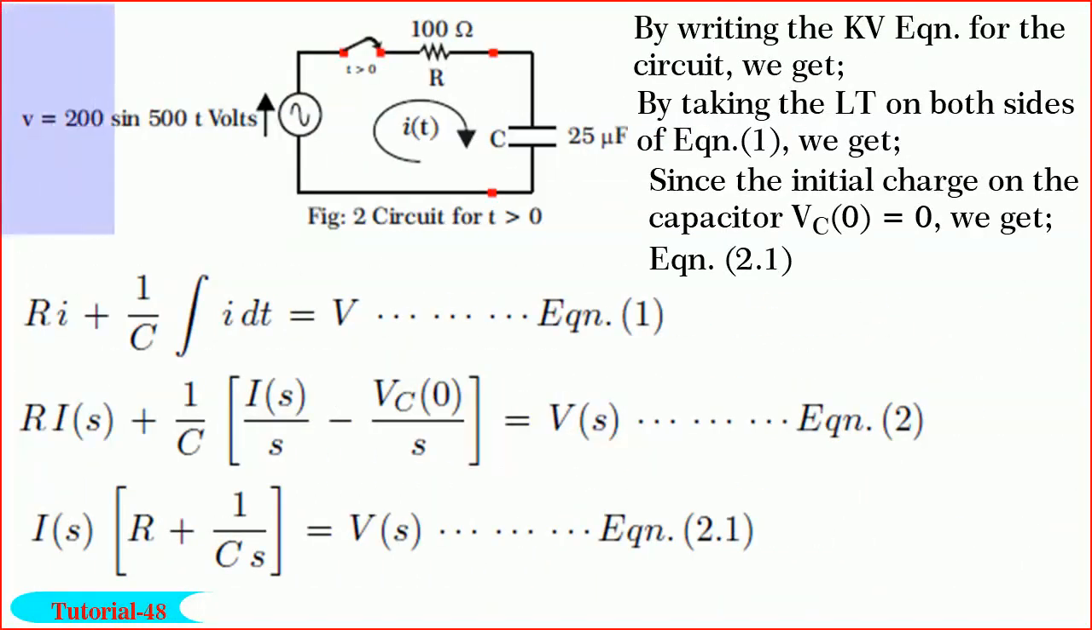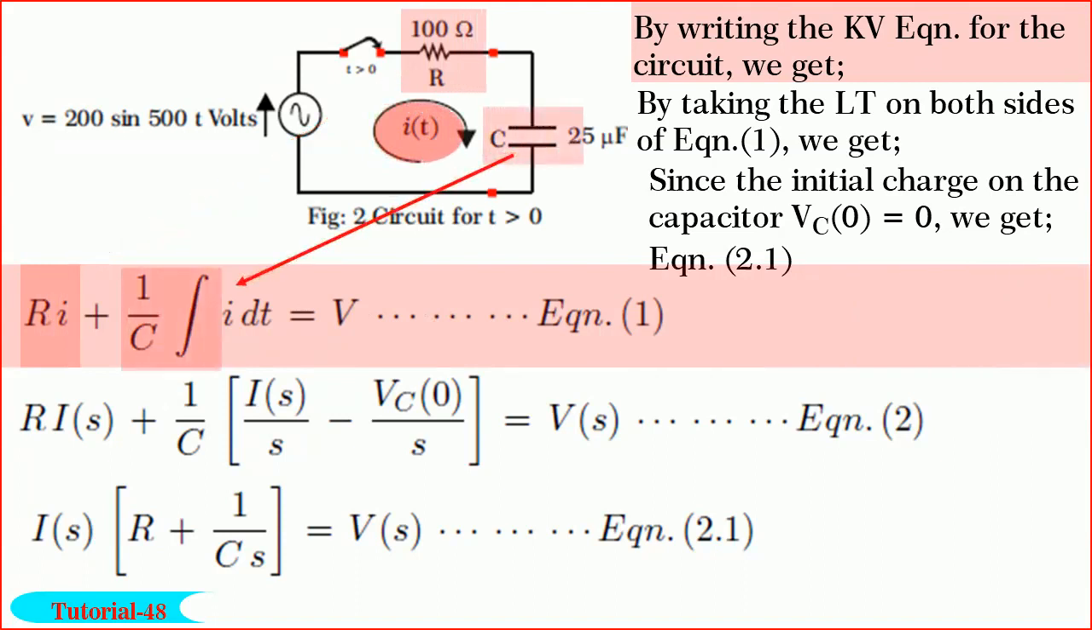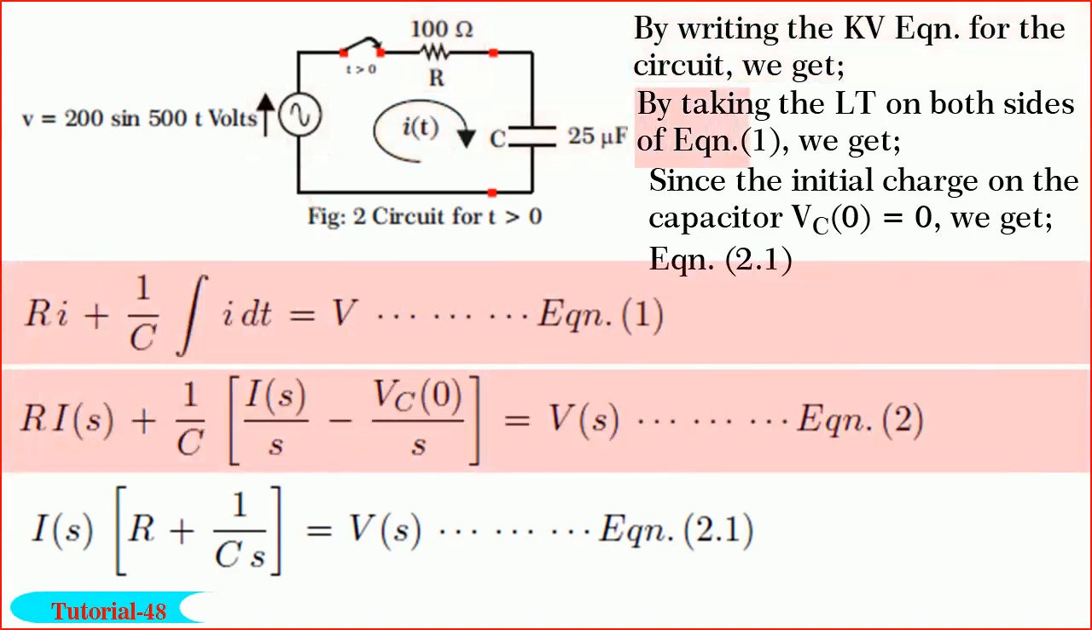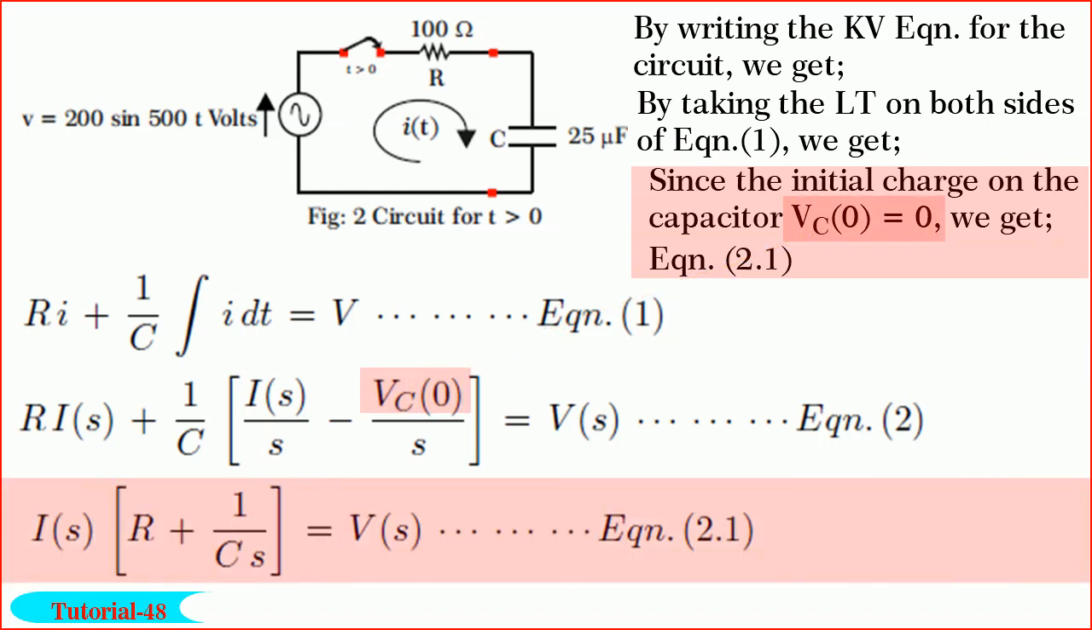Friends, observe the network after the switch is closed at t is equal to 0 as shown in figure. By writing the Kirchhoff's voltage equation for the circuit, we get R into i plus 1 upon C into integration i dt is equal to v. Let it be equation 1. By taking the Laplace transforms on both sides, we get R into I of s plus 1 upon C into I of s by s minus Vc0 divided by s equal to V of s. Let it be equation 2. Since the initial charge on the capacitor is 0, by substituting Vc0 is equal to 0, we get equation 2.1.